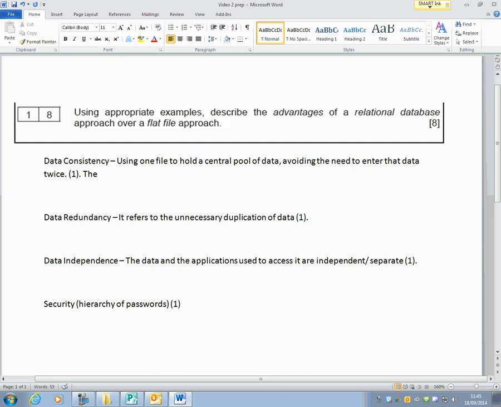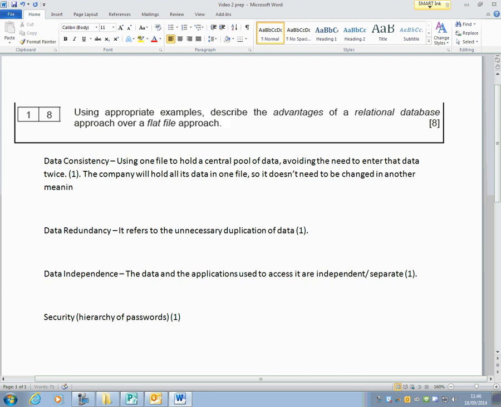So the company will hold all its data in one file, so it doesn't need to be changed in another, meaning the data is consistent. So all you're doing there is basically at the end repeating the question. So you want to be given an example, and with this example we're talking about a company keeping all its data in one place, so it doesn't need to be entered twice. Okay, so there's your second mark.